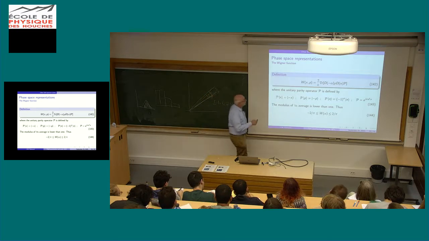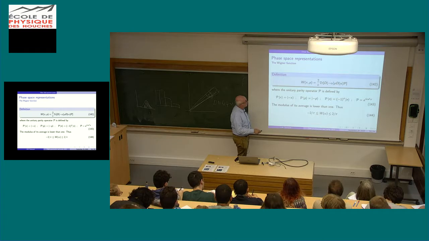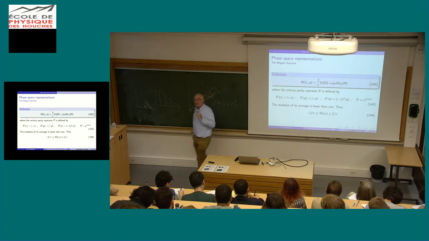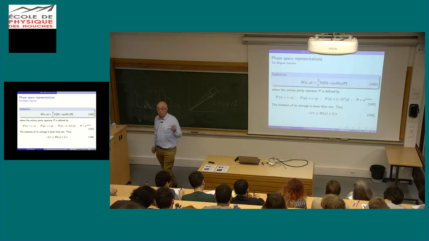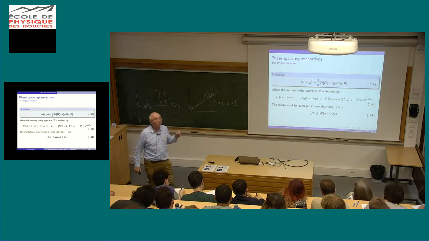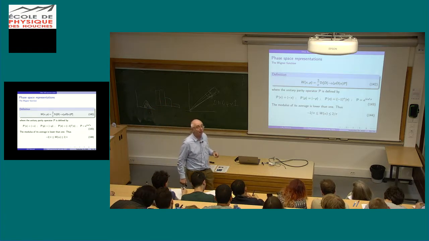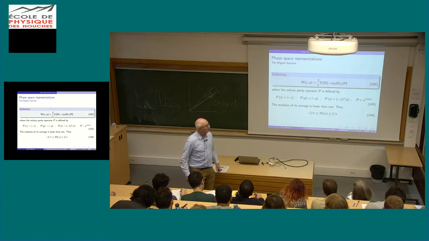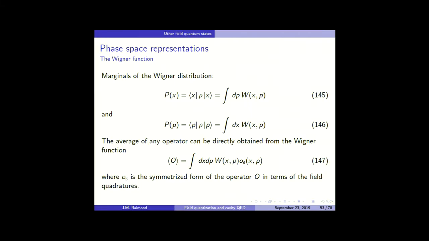Since the modulus of P is lower than 1, you get that W is between minus 2 over pi and 2 over pi. But it can be negative, because the parity is negative. If you take the one photon Fock state, its parity is minus 1. So W can be negative. Hence, it's not a proper probability distribution. Okay, but that's neat, because we will see everything we want.